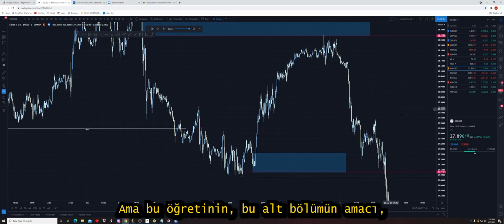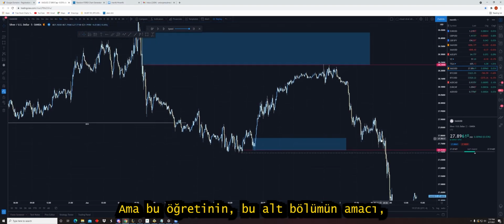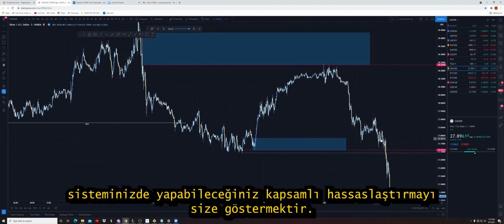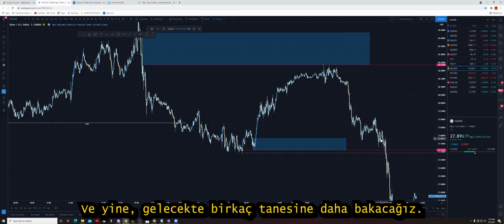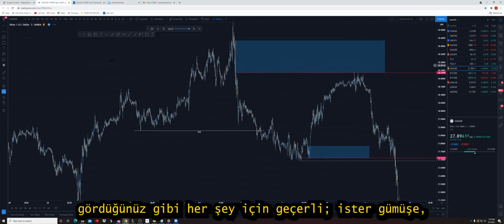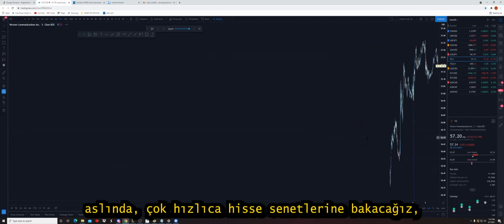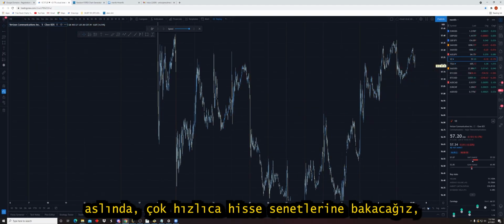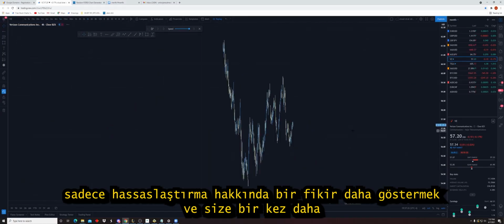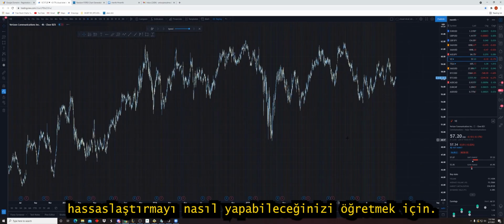But the point of this subsection is to show you the extensive refinement that you can do in your system. And again, we're going to look over a few more in the future. So again, as you can see, it applies to everything, whether we're looking at silver, currencies, euro, US dollar, whatever it might be. Actually, we'll take a look very quickly at stocks, just to show you one more idea of refining and to teach you one more time how you can go about refining.